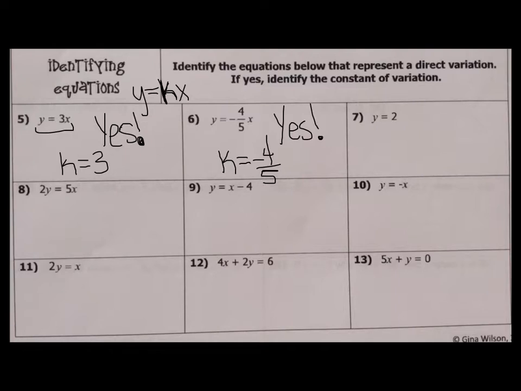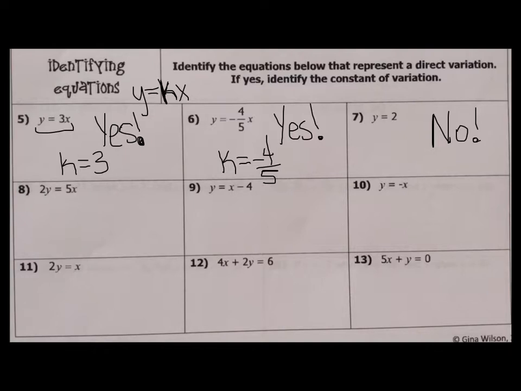Number 7, we have y equals 2. There is no value for x. That is just a constant. This is not a direct variation equation. We have to have that number multiplied by x, so it is not a direct variation equation.